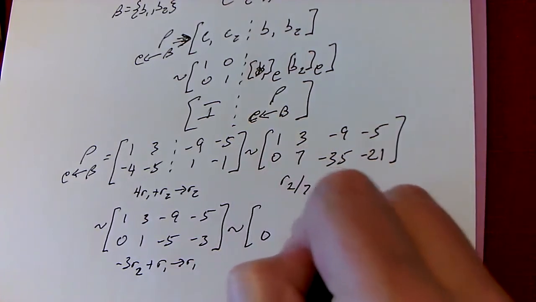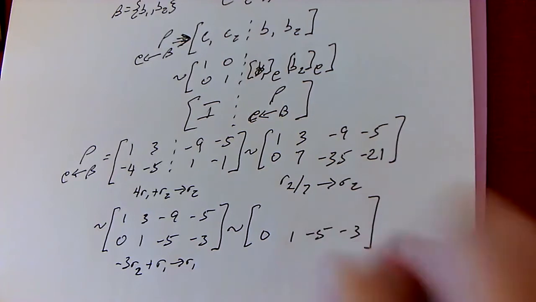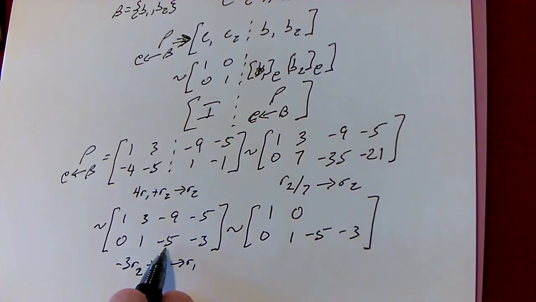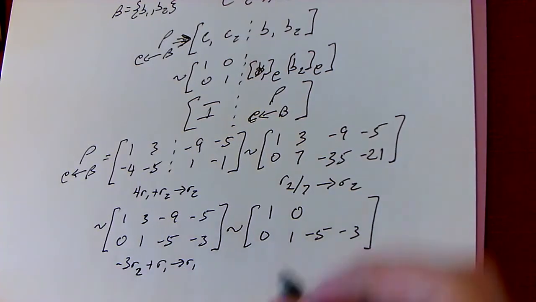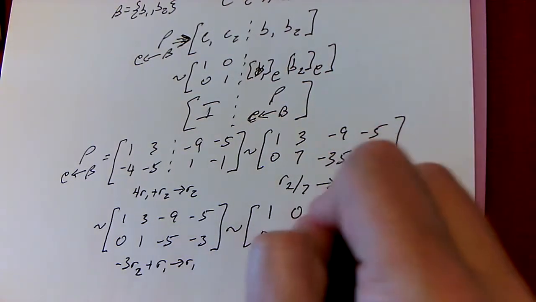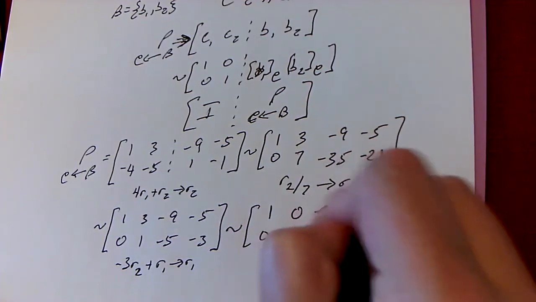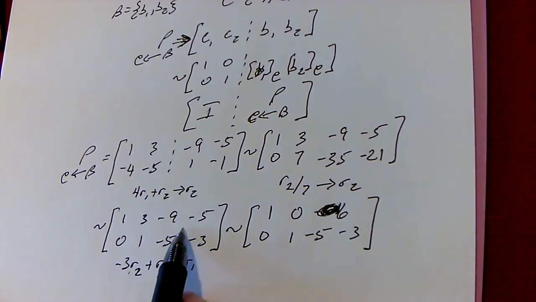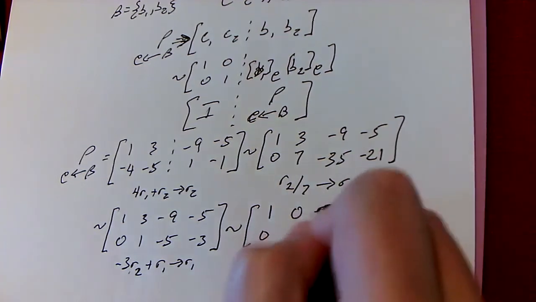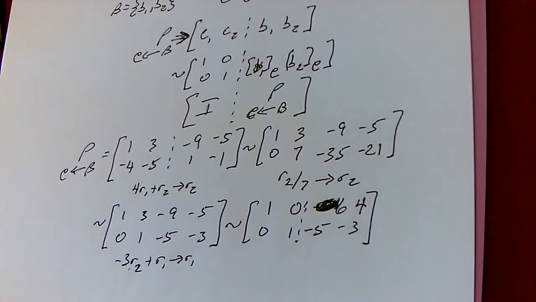Row 2 now is not going to change. But row 1, I'm going to get 1 and 0 is 0. 3 and -3 makes 0. -3 times -5 is 15. Minus 9, sorry, try that again. Positive 15 minus 9 is 6. -3 times a negative 3 is a positive 9. 9 minus 5 is going to be 4. So I've got 6, 4, and -5, 3 as the rows of my matrix.